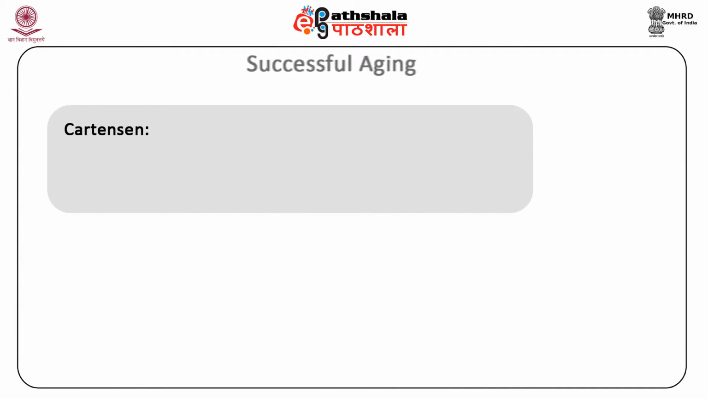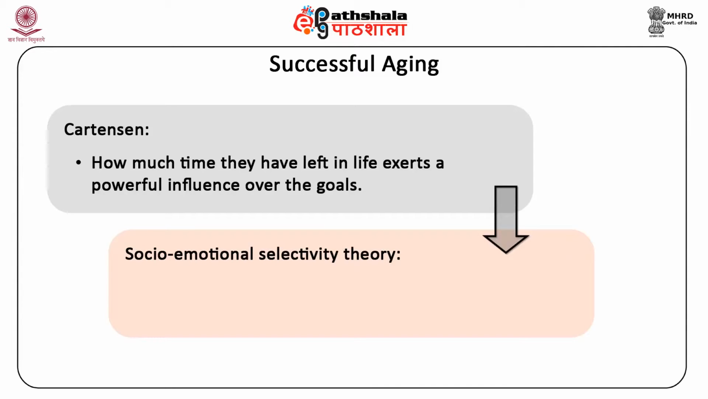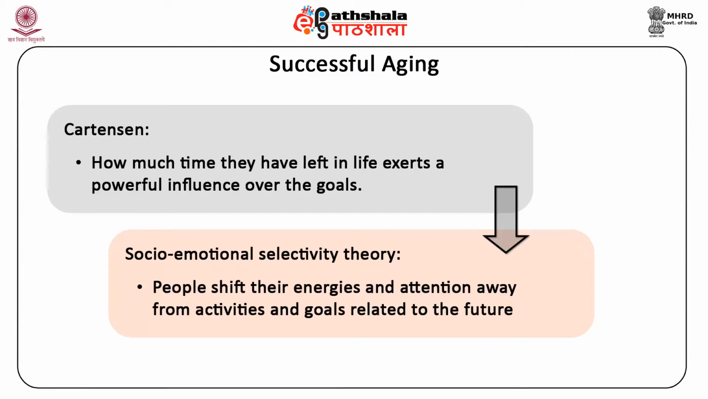Carstensen argues that people's perception of how much time they have left in life exerts a powerful influence over the goals they pursue. According to the socio emotional selectivity theory, as people realize that they have fewer years to live, they shift their energies and attention away from activities and goals related to the future and focus more on the present.